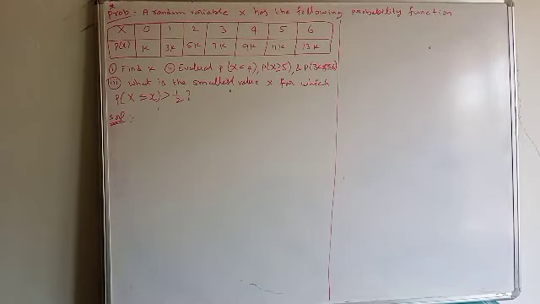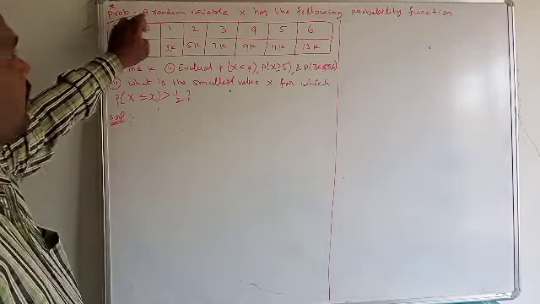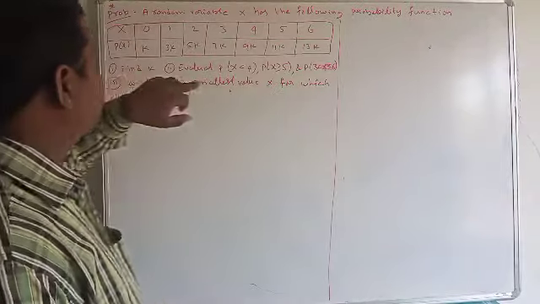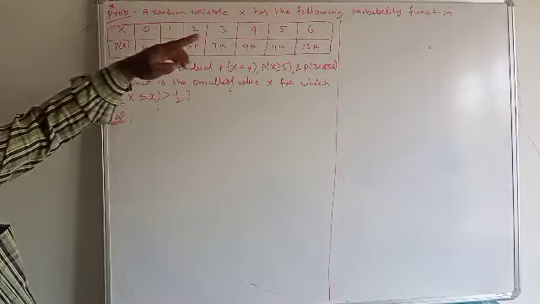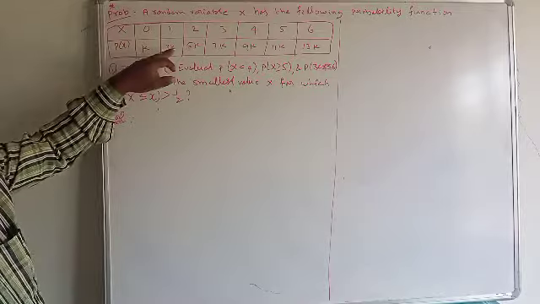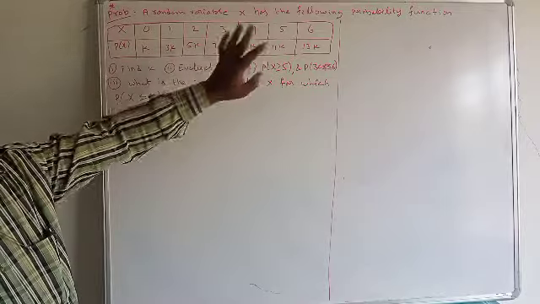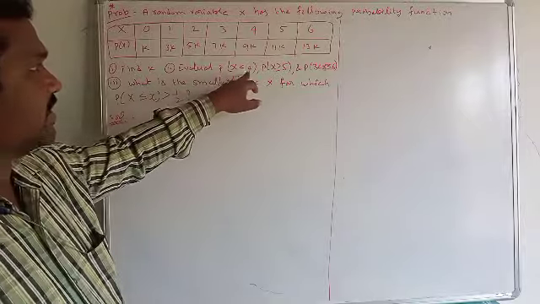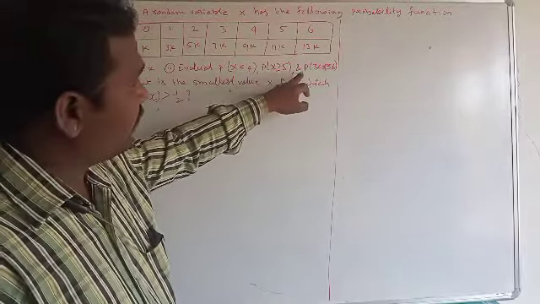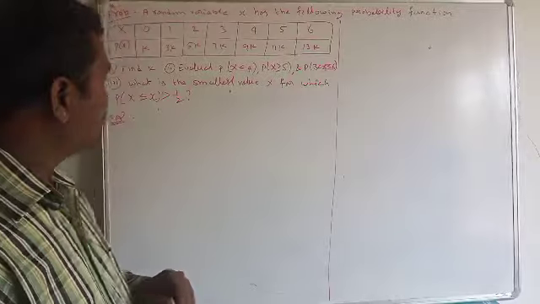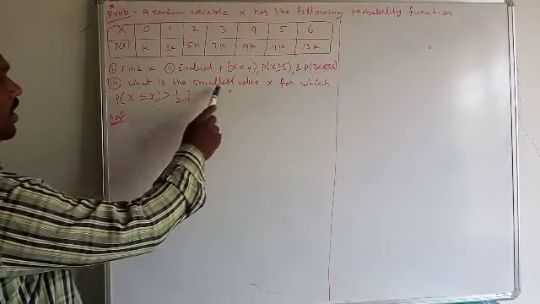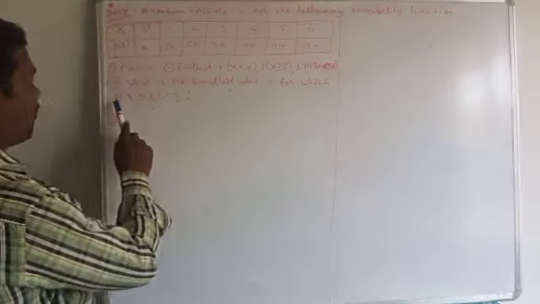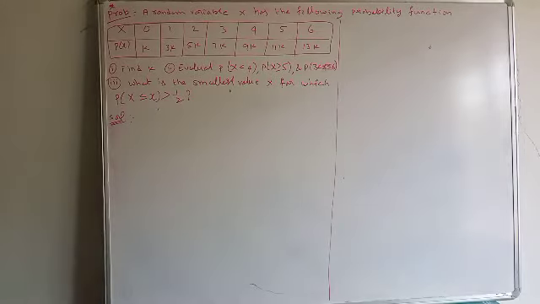Okay, next problem. A random variable X has the following probability function: x takes values 0, 1, 2, 3, 4, 5, 6, with probabilities k, 3k, 5k, 7k, 9k, 11k, 13k. First, find k. Evaluate probability of x is less than 4, probability of x is greater than 5, and probability of 3 is less than x is less than or equal to 6. What is the smallest value of x for which probability of x is less than or equal to x is greater than 1 by 2?